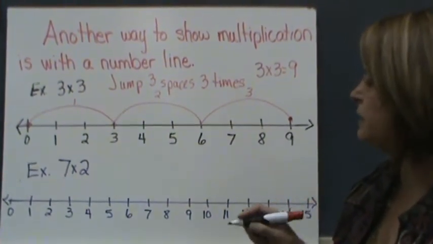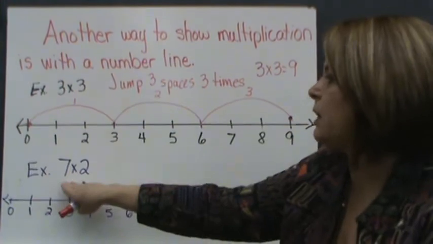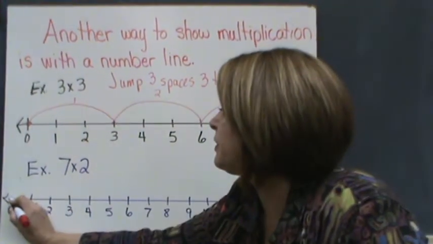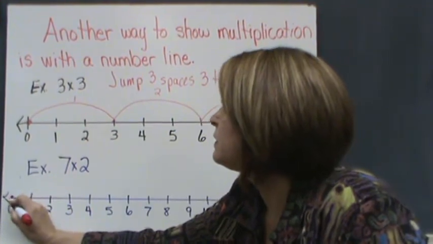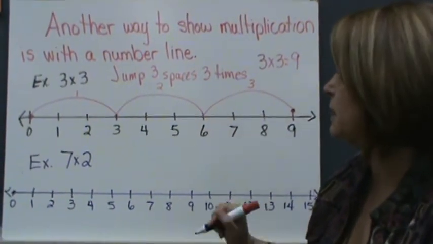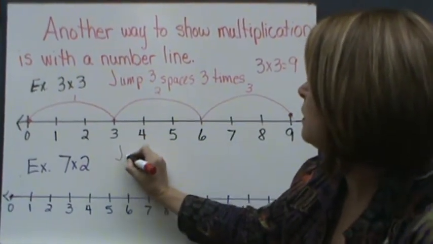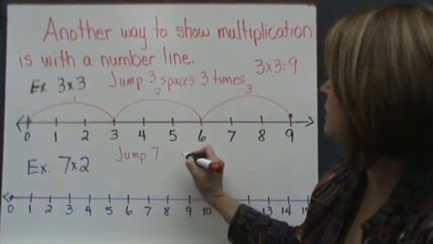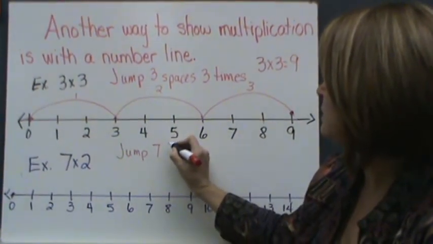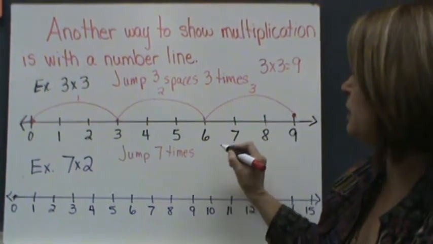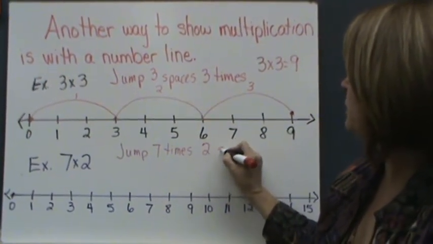Okay, let's do another one. Here's another example. My equation is 7 times 2. So I'm going to start at 0. My first number tells me how many times I'm going to jump. So how many times am I going to jump? I'm going to jump 7 times, and I'm going to jump 2 spaces.